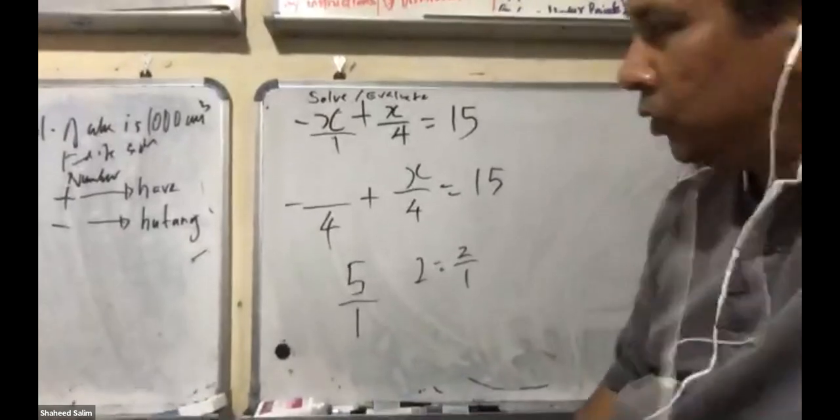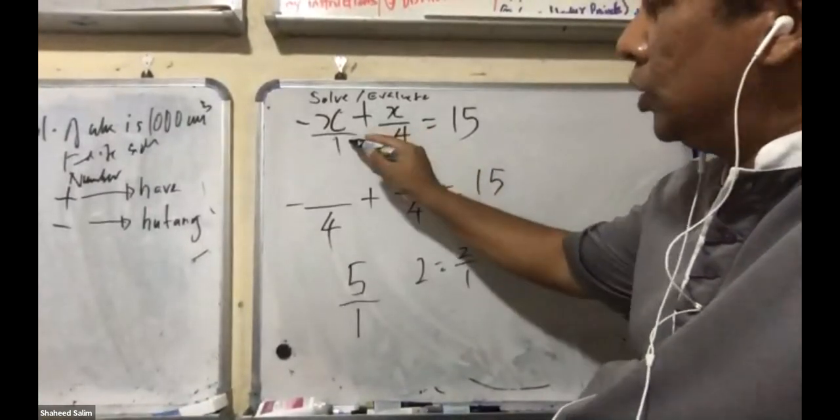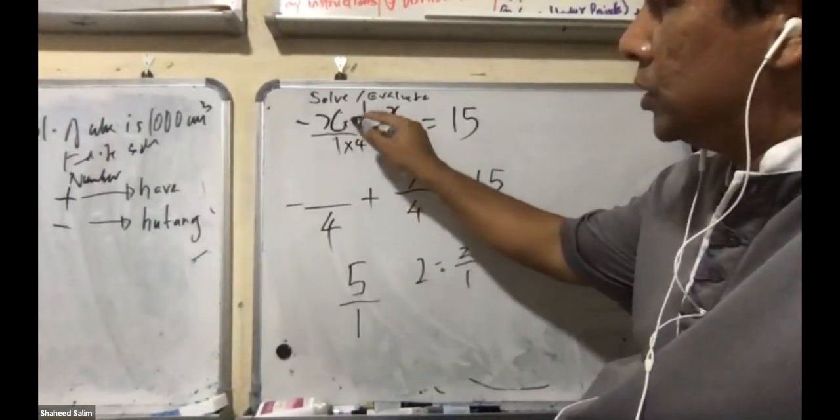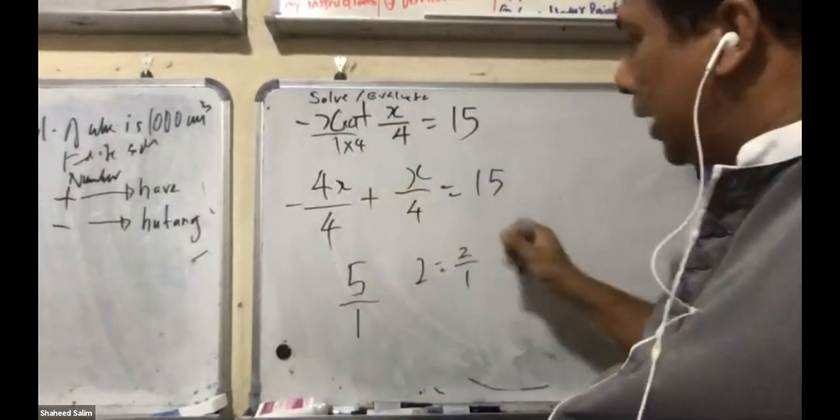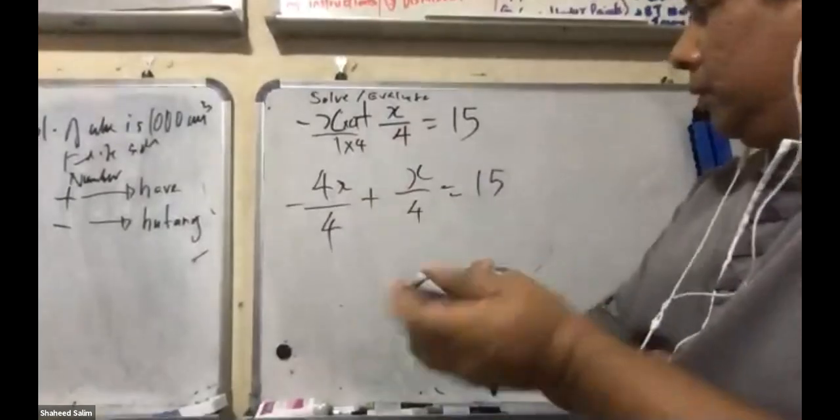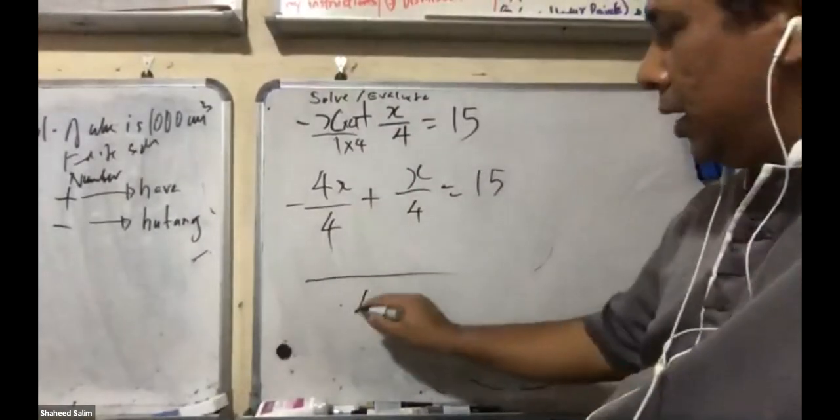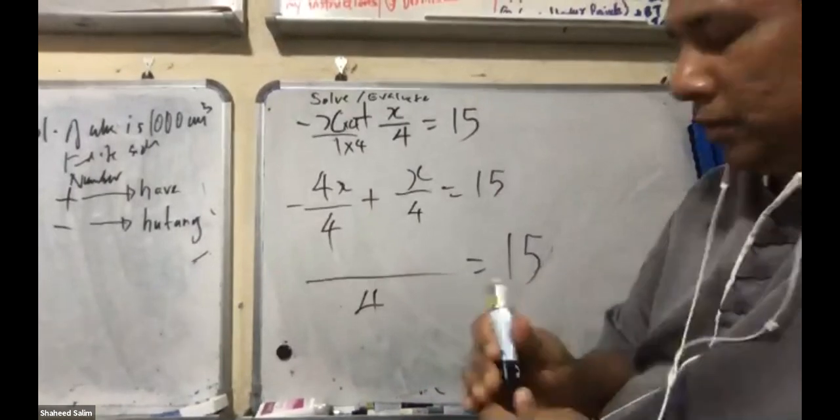So now you want to change this to the same denominator. So you times this by 4 and you do the same. Can you try? Minus 4x. Now you can combine the denominator. And can you solve it then? You try, you try.